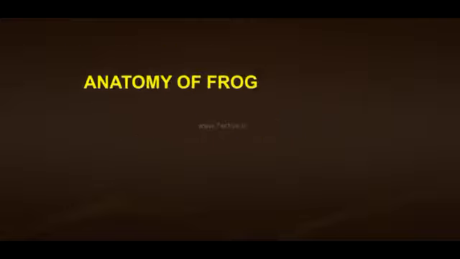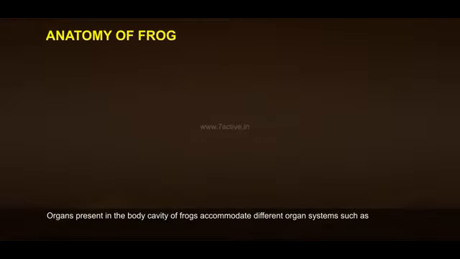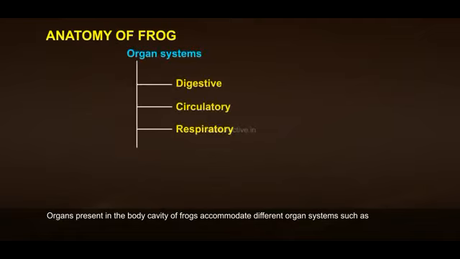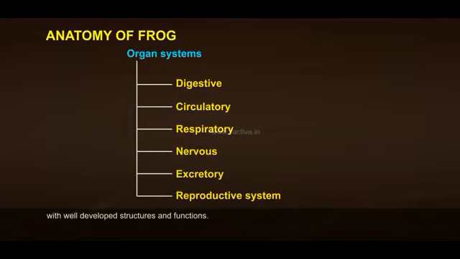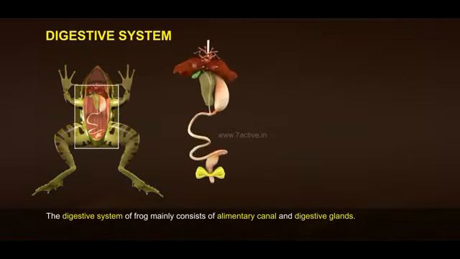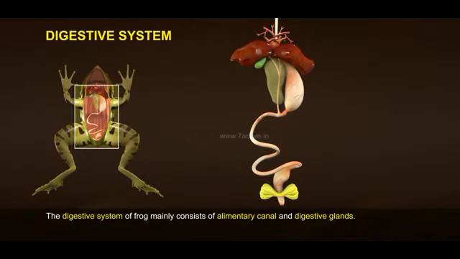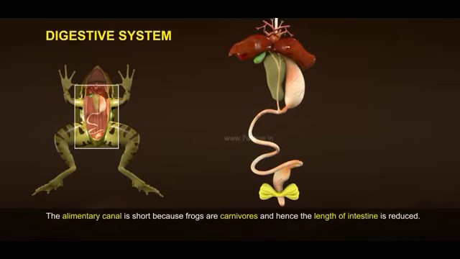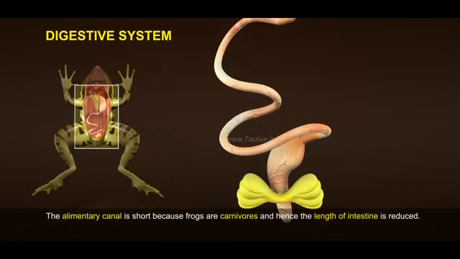Anatomy of frog. Organs present in the body cavity of frogs accommodate different organ systems such as digestive, circulatory, respiratory, nervous, excretory and reproductive systems with well-developed structures and functions. Digestive system. The digestive system of frog mainly consists of the alimentary canal and digestive glands. The alimentary canal is short because frogs are carnivores and hence the length of the intestine is reduced.